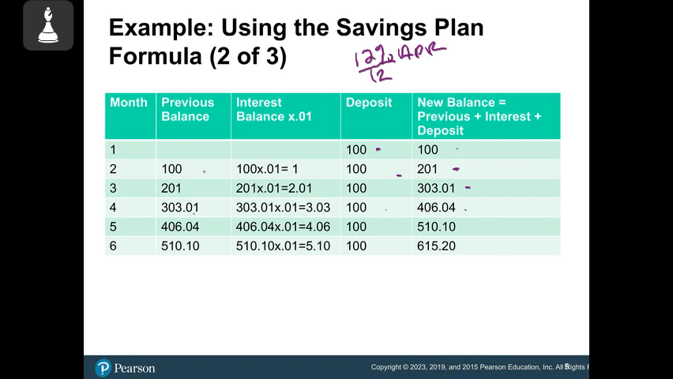Repeat it again, take that balance times our 1% interest for the month. We're going to get $4.06 of interest in month 5. We're going to deposit another $100, add these values together. We are now at $510.10. And then for month 6, we are going to take that $510.10. We're going to get our 1% interest for the month, which is $5.10. We're also going to deposit another $100, add these values together. So at the end of 6 months, I'm going to have a total of $615.20.